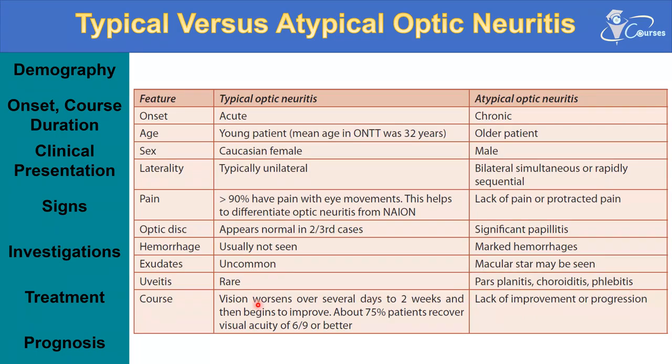As for the course, the vision usually worsens over several days to 2 weeks, then begins to improve. So improvement over less than a month is the rule here. Usually 75% recover visual acuity of 6/9 or better. In the atypical, there is lack of improvement or progression. So the limit is about 1 month. After optic neuritis, in 1 month it should be recovered, but if it is still progressing after 1 month, this is atypical, and this should warrant the diagnosis of atypical optic neuritis.